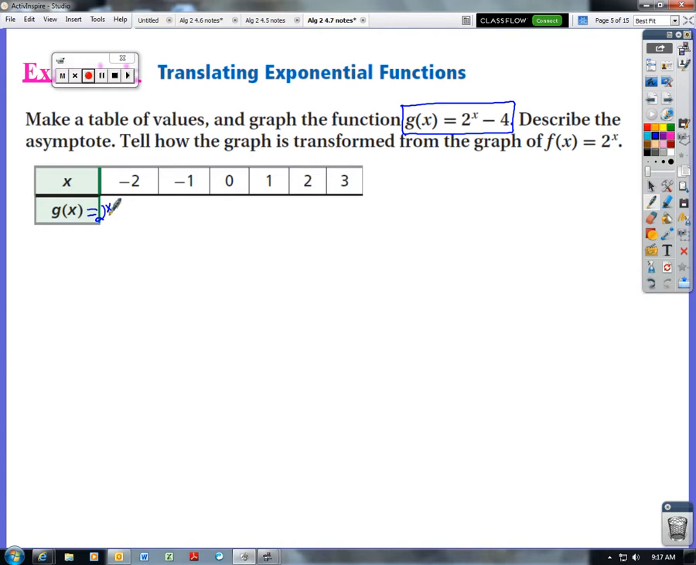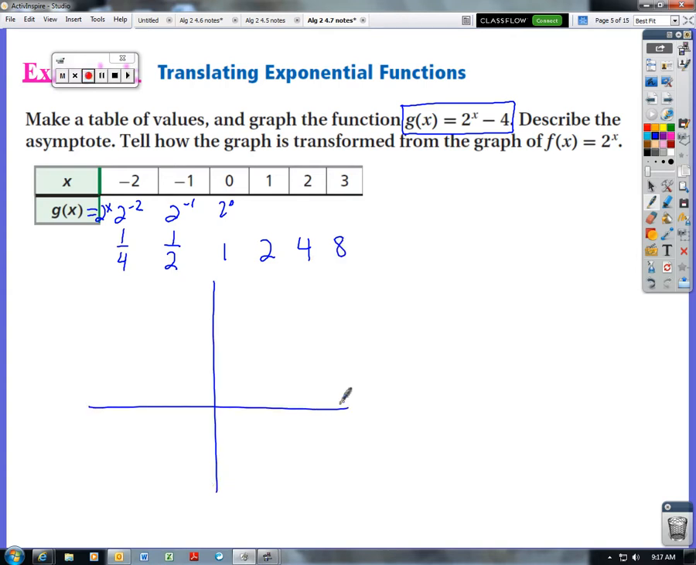So if I do 2 to the x, this is 2 to the negative 2, which is 1 over 4. This one would be 2 to the negative 1, which is 1 over 2 to the 1, or 1 over 2. 2 to the 0 is 1, 2 to the 1 is 2, 2 squared is 4, 2 to the third is 8. I'll try to draw a fairly nice graph.